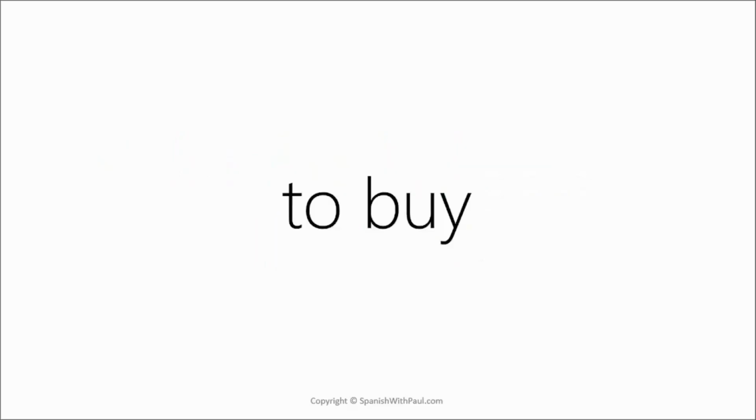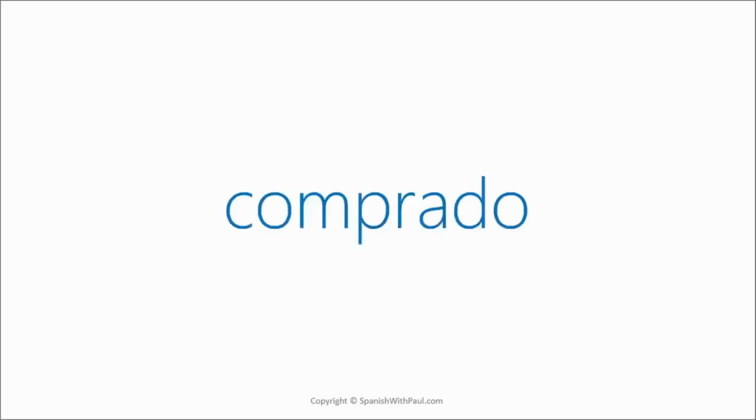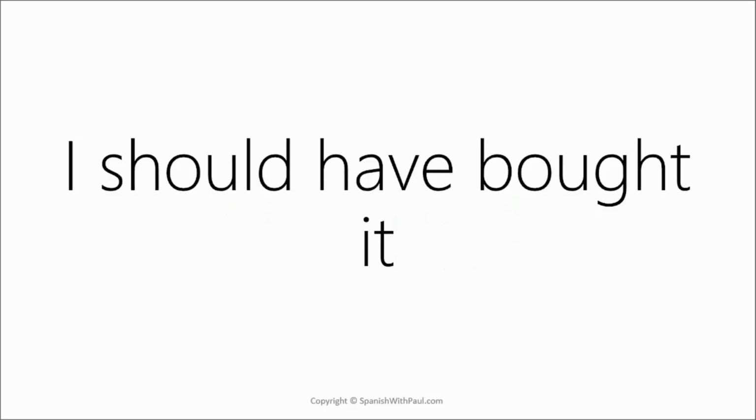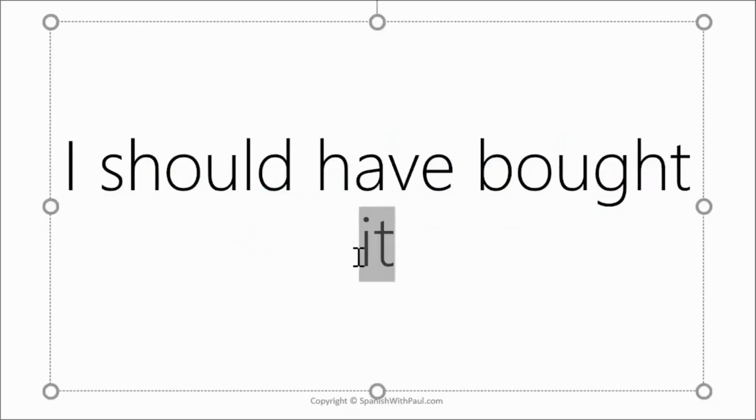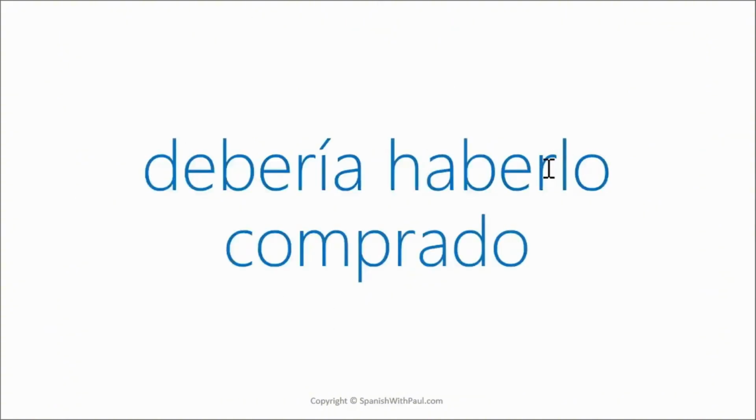What about the verb to buy? That's obviously comprar. And what would be the past participle, meaning bought? Comprado. How would you say I should have bought it? Debería haberlo comprado. Here again, you can see the pronoun is it, and its position in this structure is to always be hooked on to the end of haber. So, debería haberlo comprado. I should have bought it.